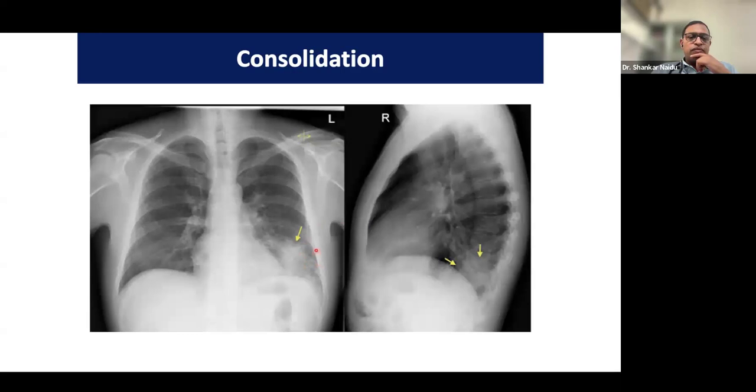Again, here is another example of left lower zone consolidation. This has been confirmed on the lateral view as well, where you can see that there is a consolidation in the left lower zone corresponding to left lower lobe consolidation.